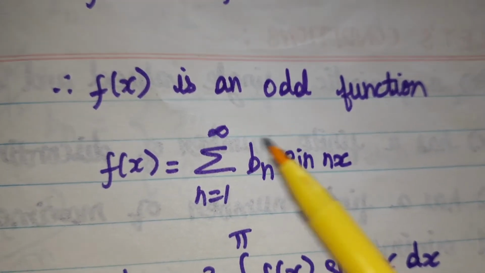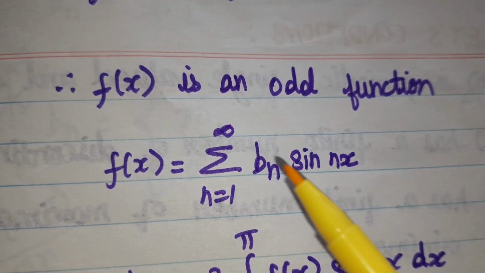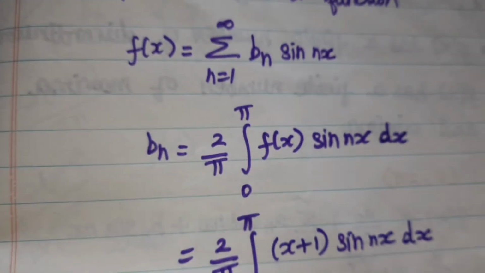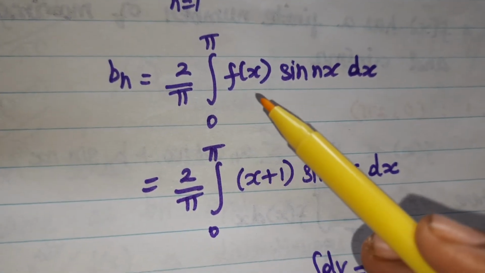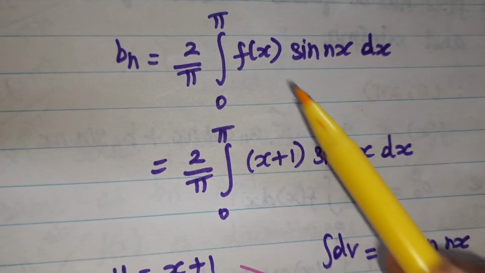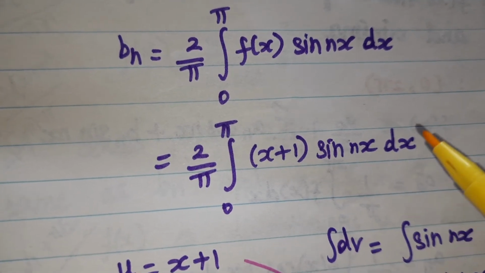So for an odd function, the Fourier series of f of x is summation of n equal to 1 to infinity bn sin nx. So bn is equal to 2 by pi integral of 0 to pi f of x into sin nx dx. Here f of x is x plus 1 for 0 to pi. Therefore x plus 1 into sin nx into dx.